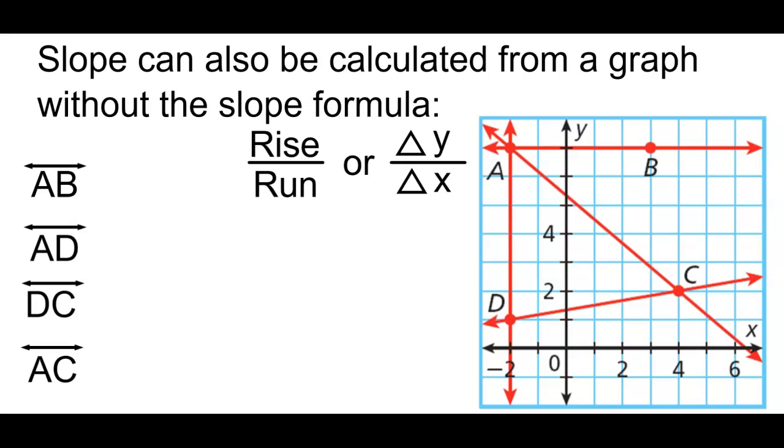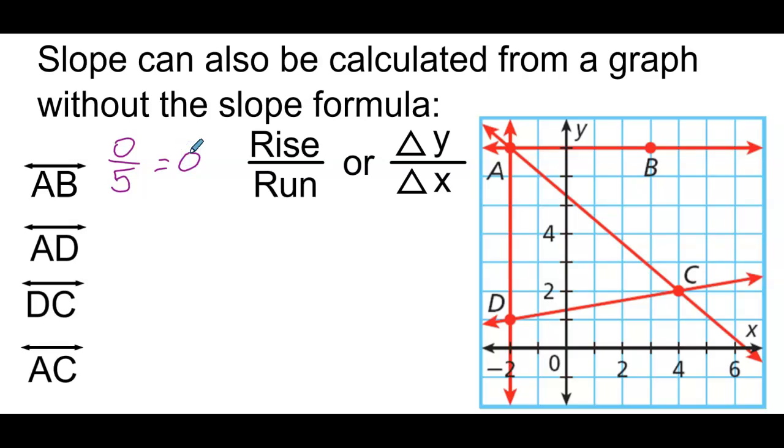When we're doing slope from a graph, remember this is the same graph we looked at before. It's actually easier to just say rise over run than use the full slope formula. If I'm going from A to B, I have AB. My rise is 0 because I do not go up or down, and I go 1, 2, 3, 4, 5 to the right. So my slope is 0. That's the same thing we got before with the formula.